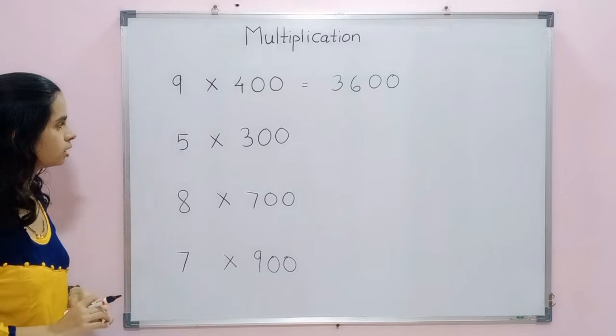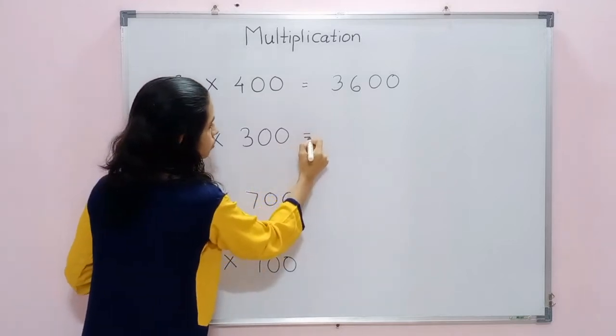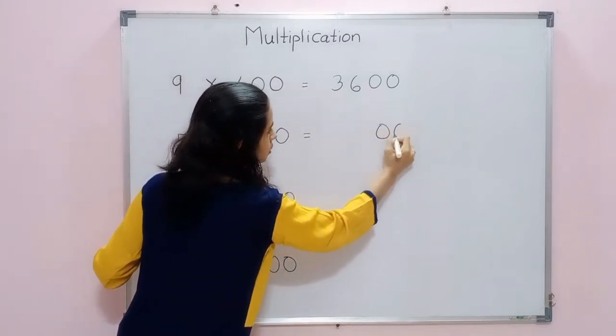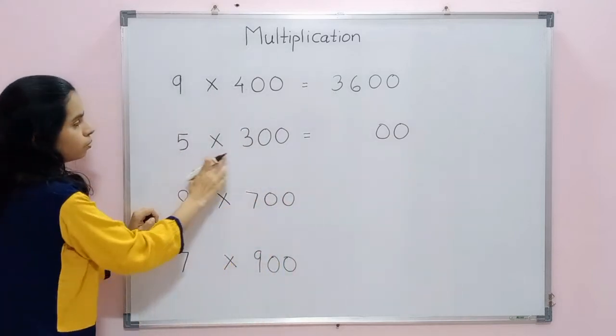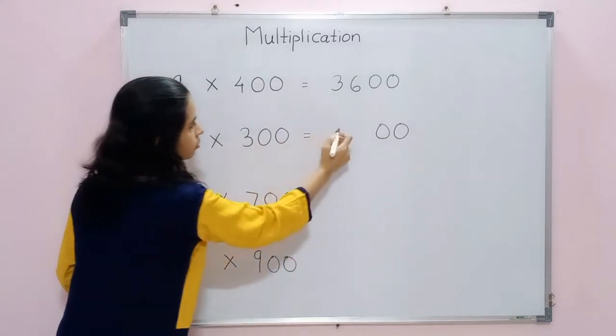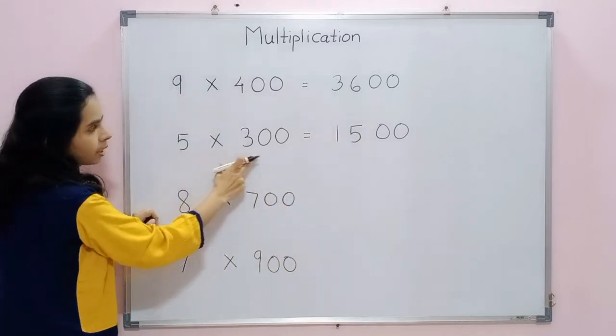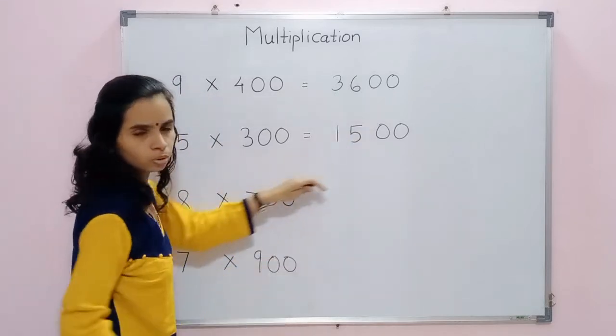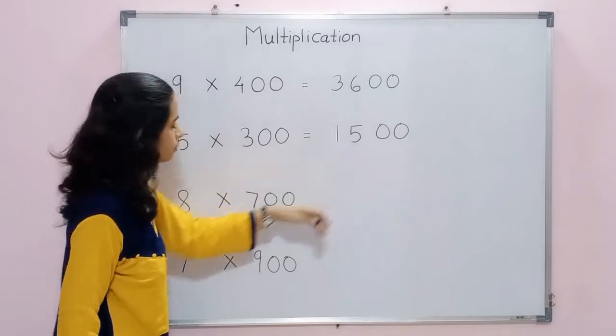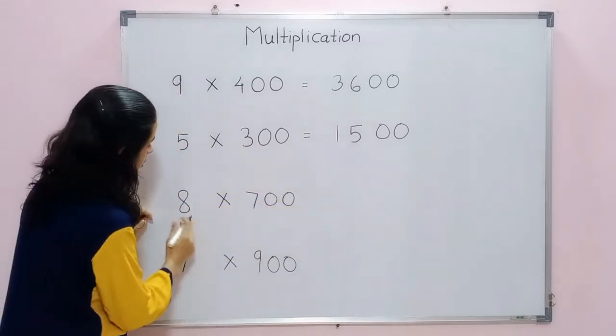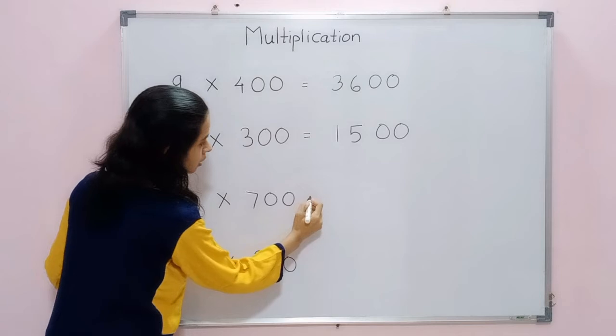Similarly, we will solve these examples. Put this 0 here. 5 multiplied by 3 we will get 15. So 5 multiplied by 300 is equal to 1500. Next is 8 multiplied by 700.